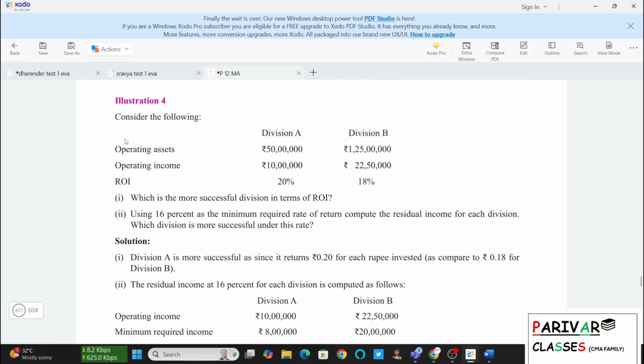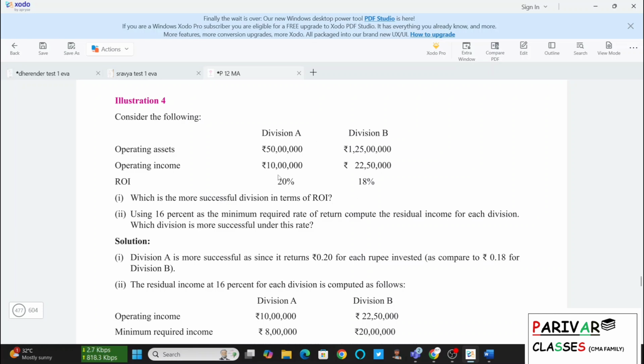Illustration 4. Consider the following. This question is somewhat next level. Not very difficult, but somewhat better than previous questions, at least 2 marks or 3 marks worth. Now here he gave data relating to two divisions, division A and division B: operating assets 50 lakhs, operating income, and ROI. What he is asking is which is the more successful division in terms of ROI.